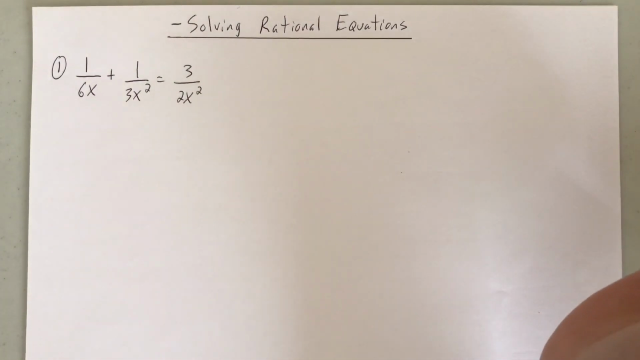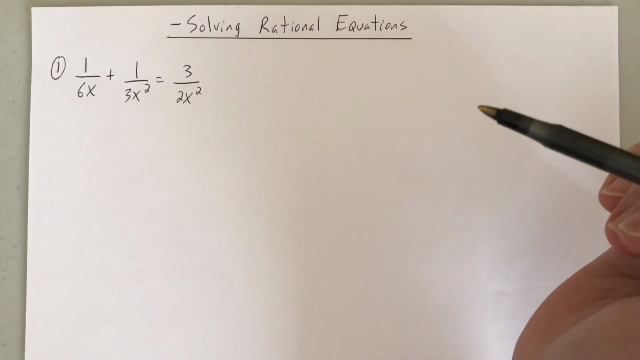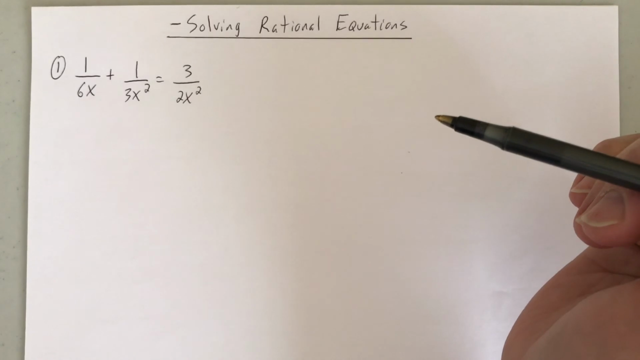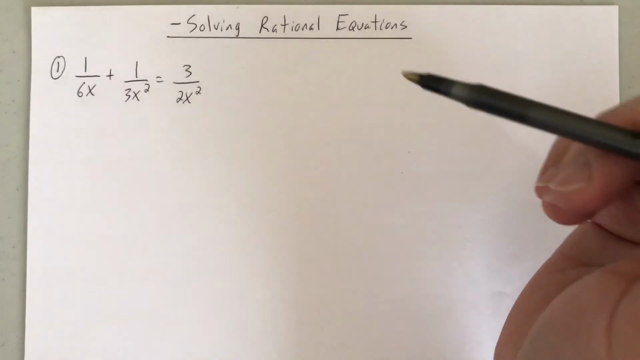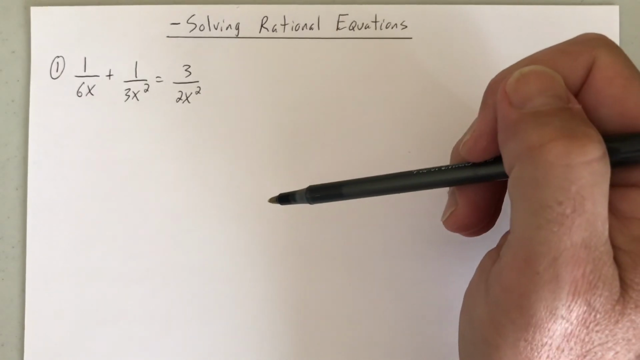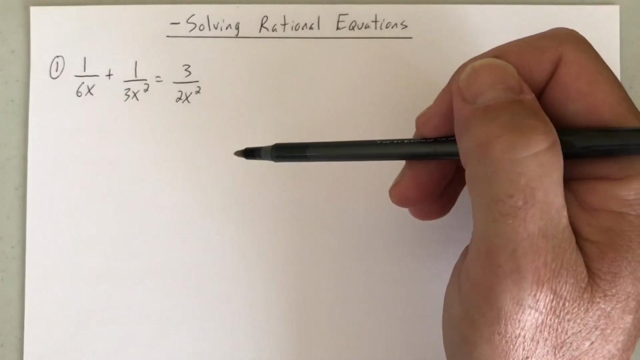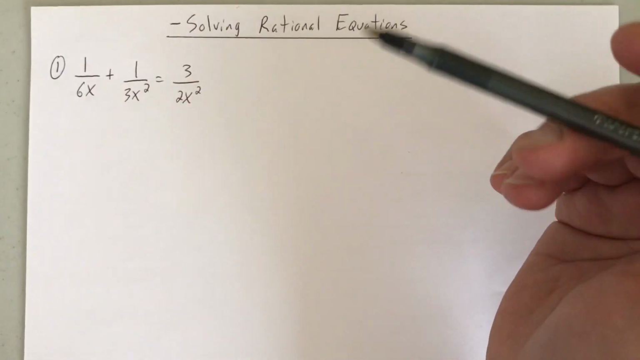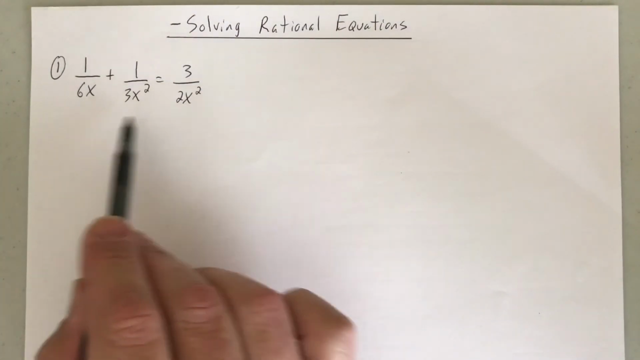Hi guys, we're going to pick up with solving rational equations. So previously we did adding and subtracting rational expressions, and what we're going to do is something similar to that. What we need to do is actually find a least common denominator, and then instead of just simplifying those expressions, once we find the least common denominator, we're actually going to have an equation to solve. So let's go ahead and take a look at this one right here.